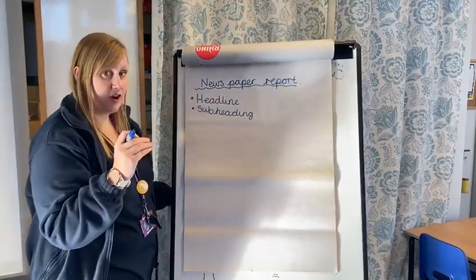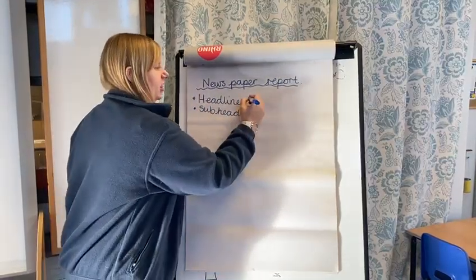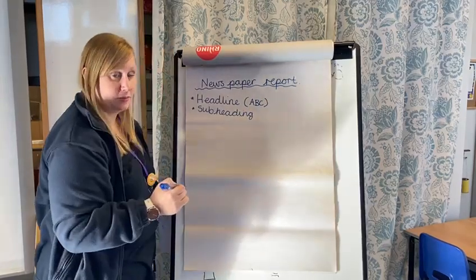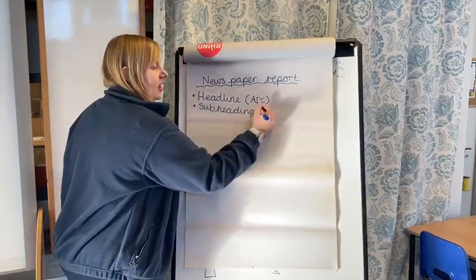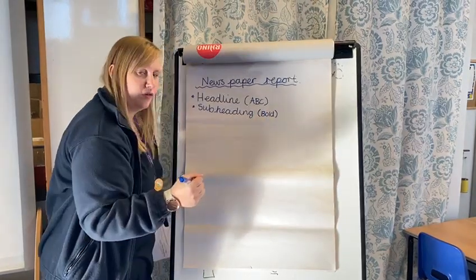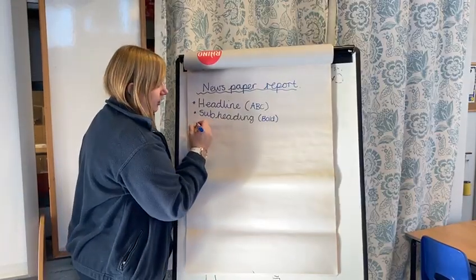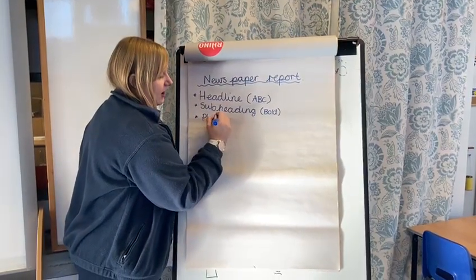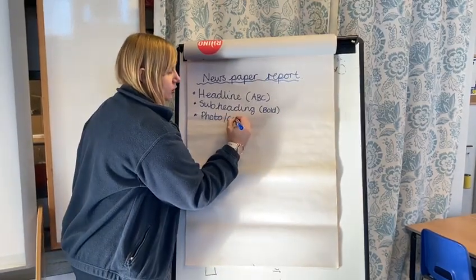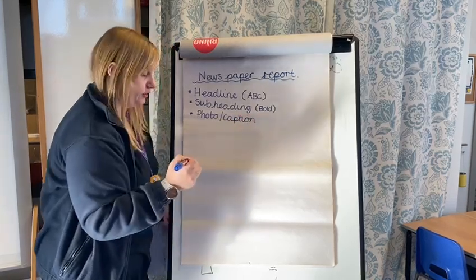So when we're writing these, we needed to think, how are we going to make them different? So a headline, you'd normally put them in capital letters to make them stand out. Subheadings, they tend to be bold. So when you come to do your final report, make sure you make them really, really bold. Okay. You always tend to have a photo, okay? And then for the photo, you'll have a caption, which tells you about the photo.